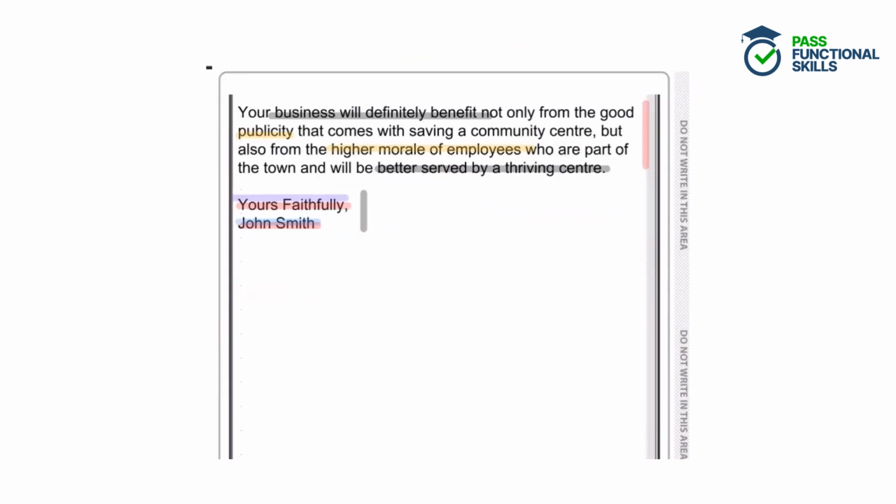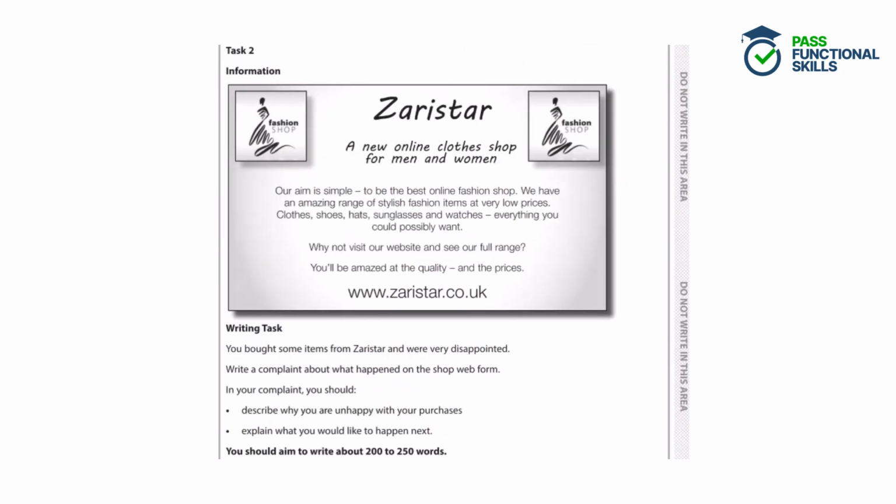So now let's take a look at the second question. Task 2. So we've got this information here. We've been given a kind of leaflet about Zaristar, which is a new online clothes shop for men and women. Our aim is simple: to be the best online fashion shop. We have an amazing range of stylish fashion items at very low prices. Clothes, shoes, hats, sunglasses and watches, everything you could possibly want. Why not visit our website and see our full range? You'll be amazed at the quality and the prices.